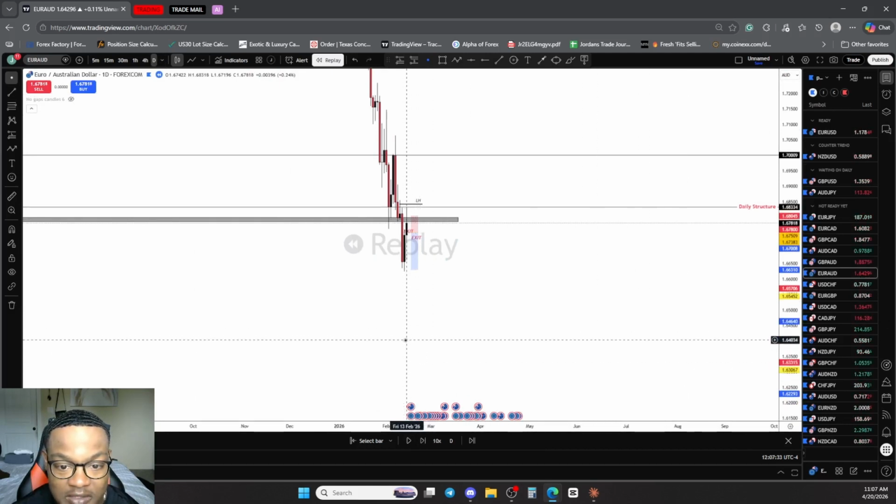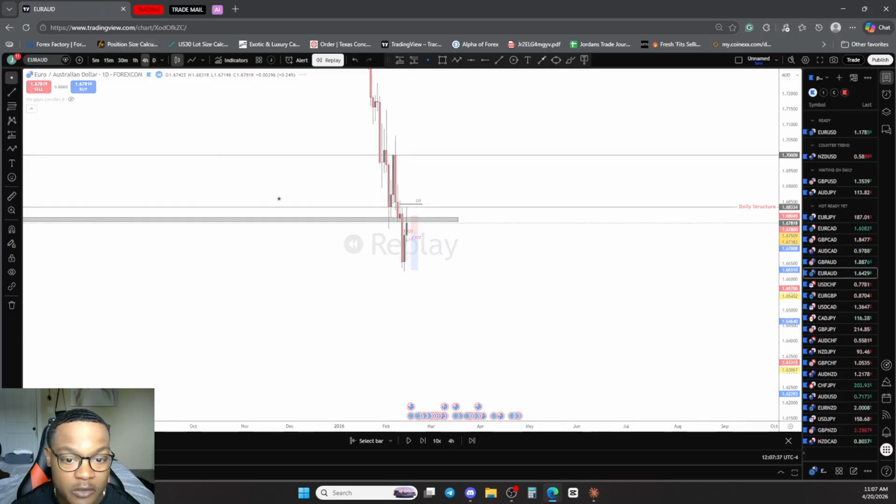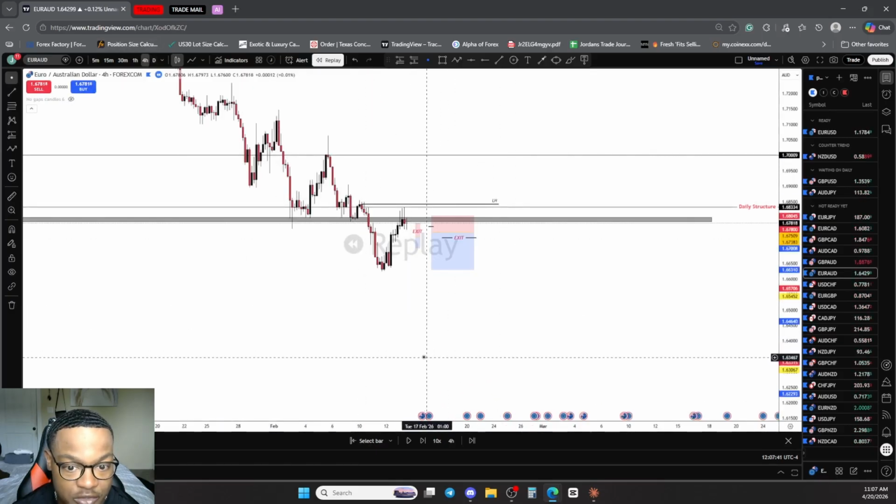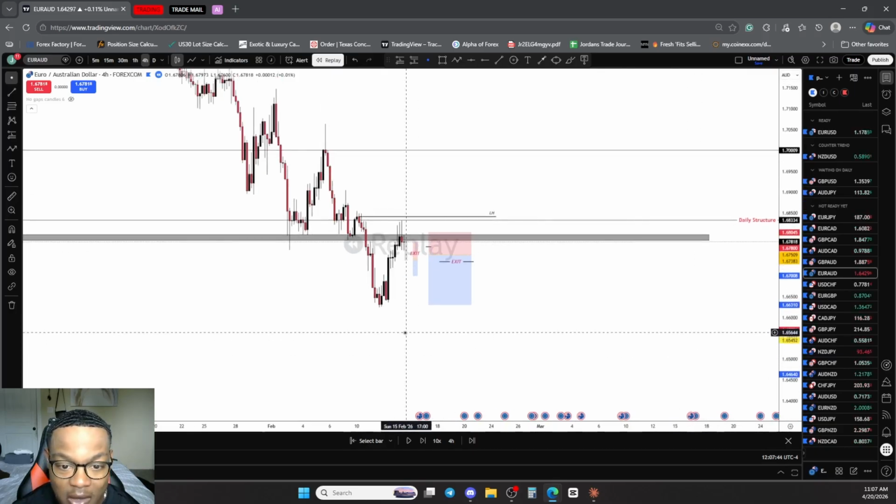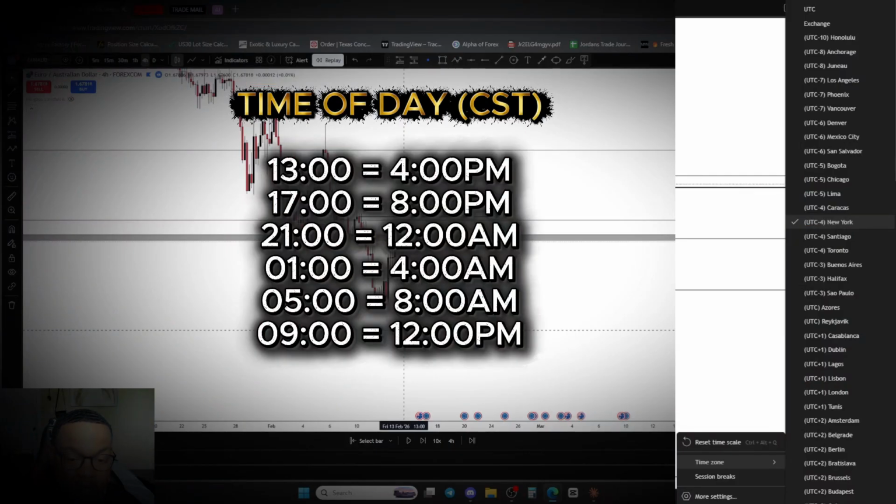So looking at this now, we have the daily candlestick that's closed, which allowed us to see that the 4-hour structure has closed like so. And now I have to see what time session I am in. Right now it's 4 o'clock. Looking at the bottom of my screen, it says 13. This is 4 o'clock Central Standard Time in the afternoon.